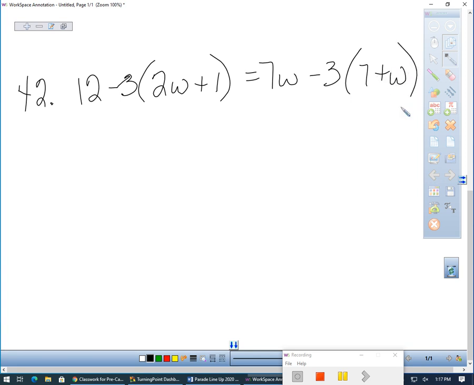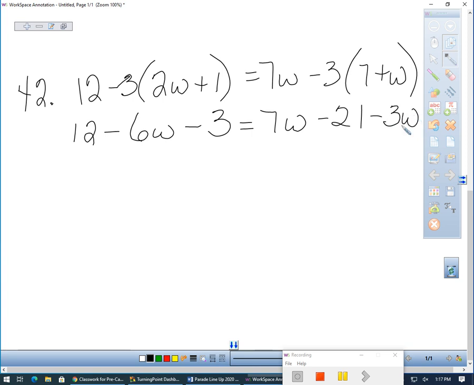All right, so the first thing we have to do is get rid of the parentheses, so we have to distribute. So we have 12. Here we're going to distribute the negative 3. You always take the sign in front of the number. Negative 3 times 2w is negative 6w. Negative 3 times 1 is negative 3 equals 7w. This time we're going to multiply by negative 3. Negative 3 times 7 is negative 21. And negative 3 times w is negative 3w.